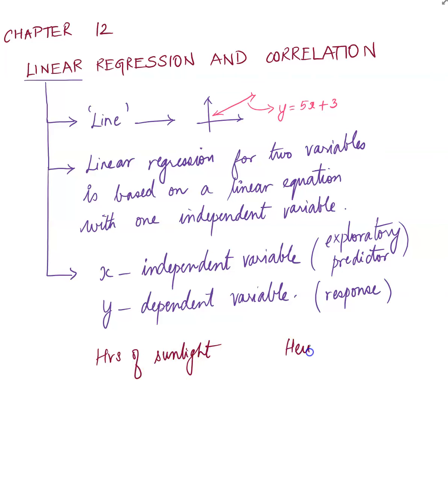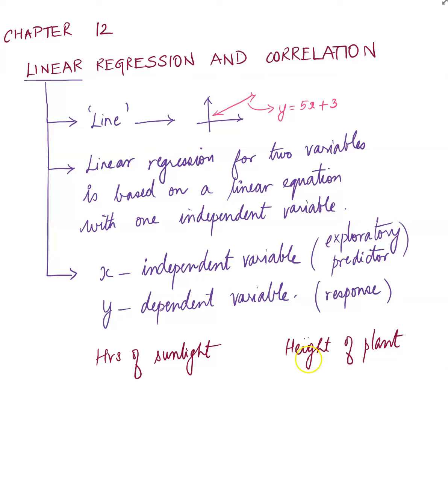And then height of the plant. These are the two variables. These two can vary, right? The hours can vary, the height can vary. So these are two variables. Now ask yourself, do the hours of sunlight depend on the height of the plant, or does the height of the plant depend on the hours of sunlight? When you think about this question, your answer becomes very clear, okay?